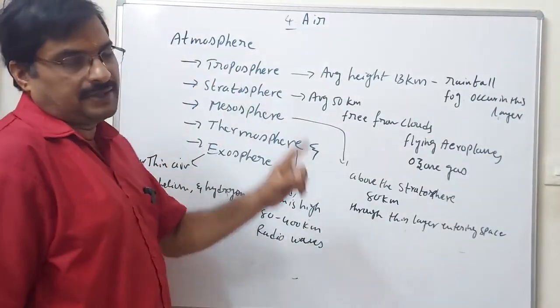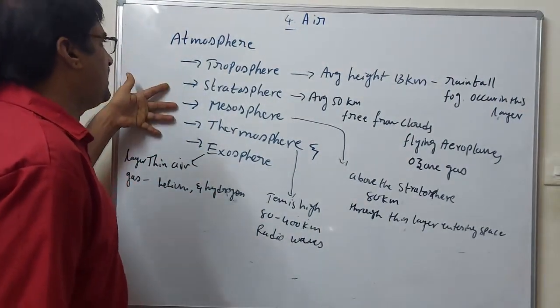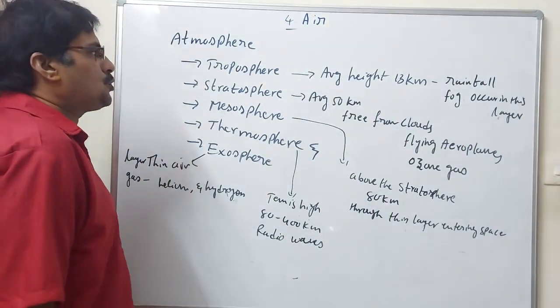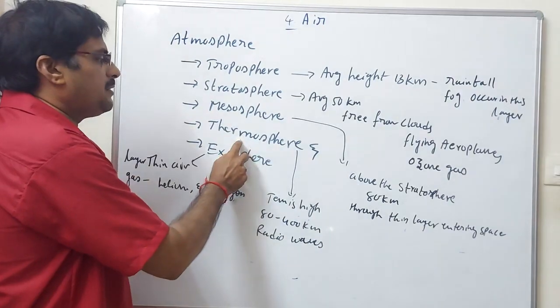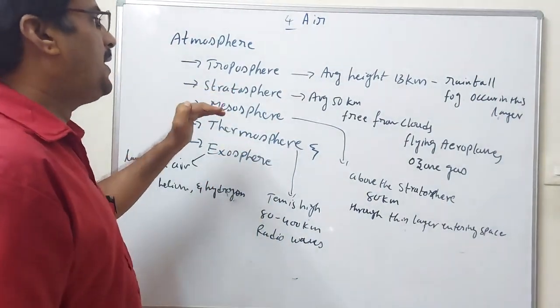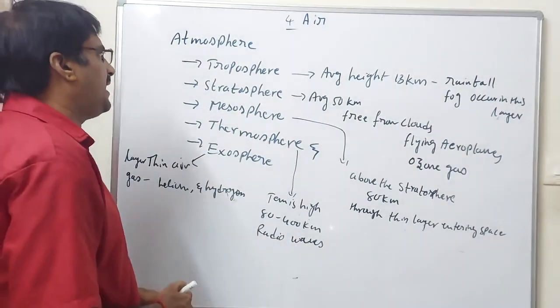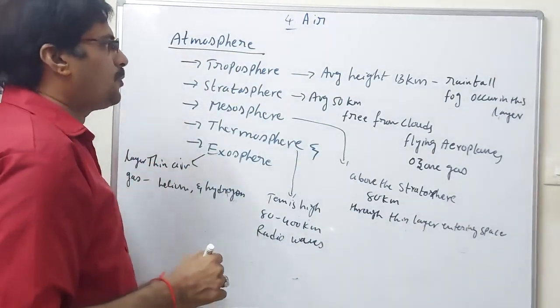So the atmosphere has very important layers. Actually, there are 5 layers in the atmosphere: the troposphere, stratosphere, mesosphere, thermosphere, and exosphere. Now, we are going to discuss the troposphere, the first layer in the atmosphere.